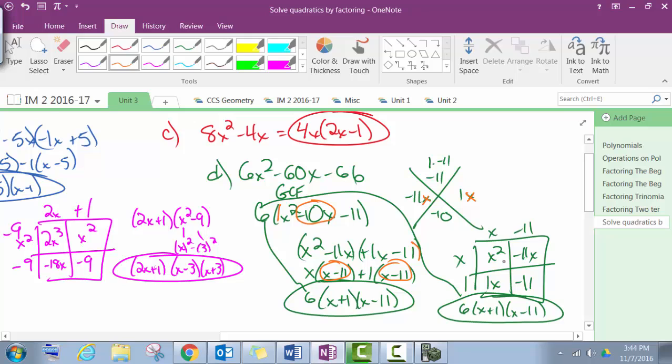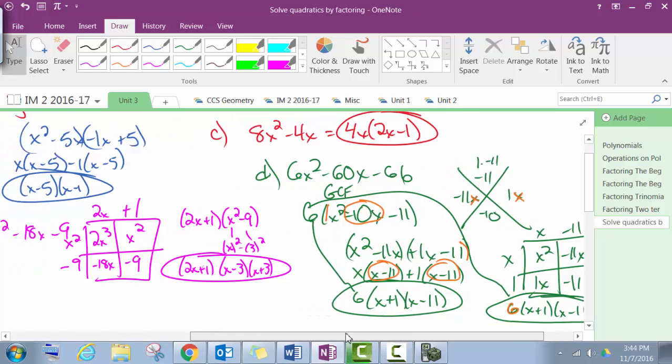And we could do this by the box as well. X squared, negative 11x, 1x, and negative 11. Out of here I can take out negative 11. Here I can take out x. Here I can take out x. Here I can take out 1. So I have the same thing. And again, don't forget the GCF. So just a review of factoring.